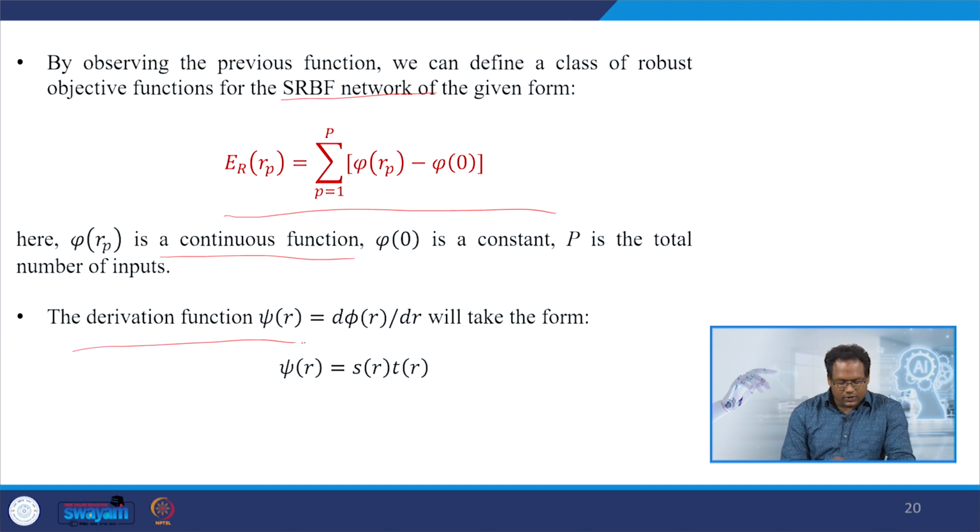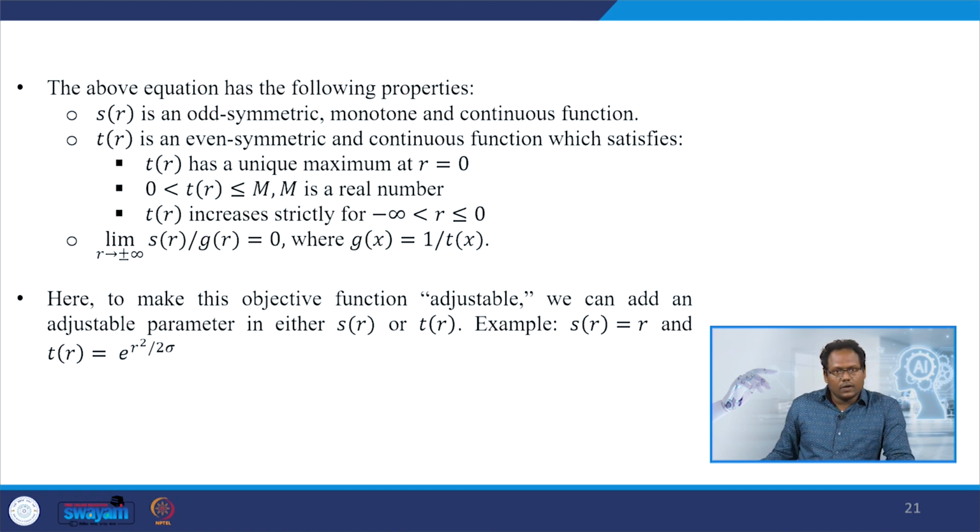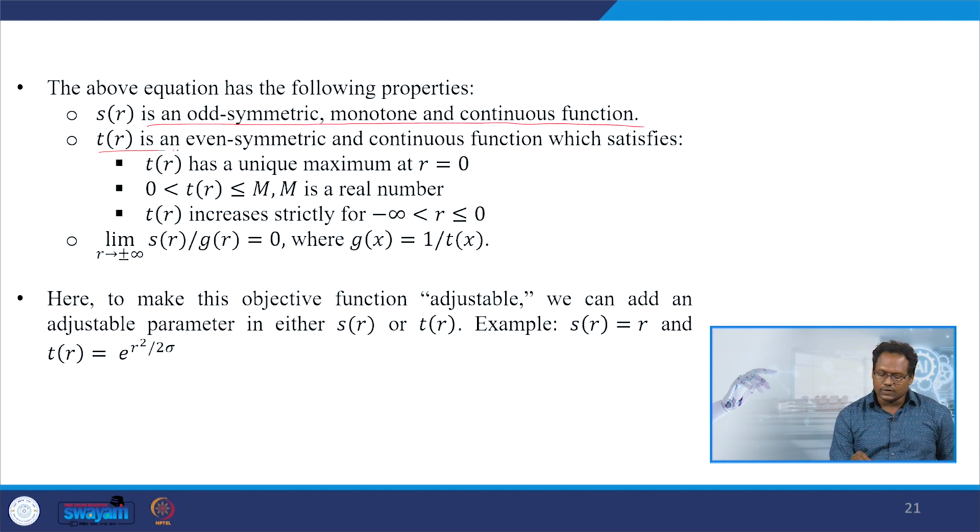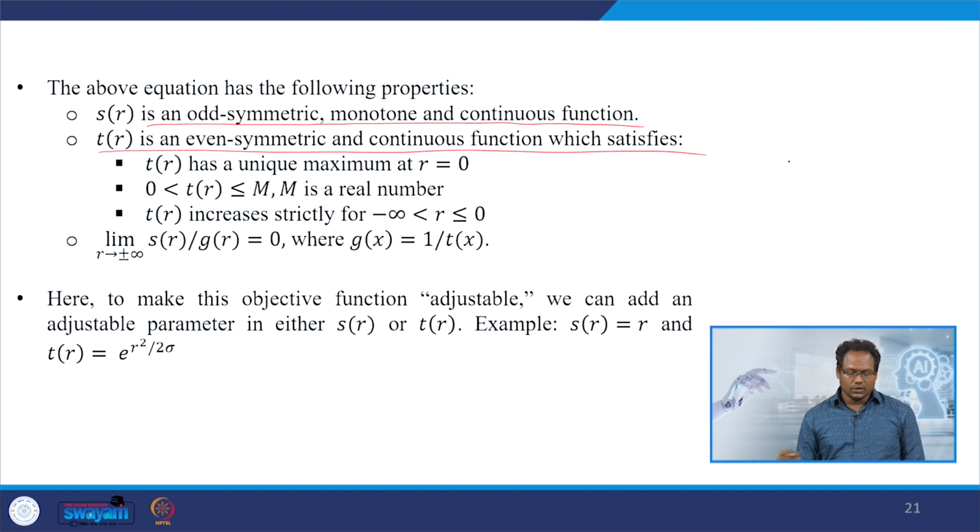Now, the derivation of the psi of R influence function will take the form psi of R equal to S of R into T of R, where S of R is an odd symmetric monotonic continuous function and T of R is an even symmetric and continuous function that satisfies: T of R has a unique maximum at R equal to 0, and T of R ranges between 0 and m, where m is a real number, and T of R increases strictly for R varying from minus infinity to 0, and then limit R tends to plus or minus infinity S of R upon G of R is equal to 0, where G of x is given by 1 by T of x.